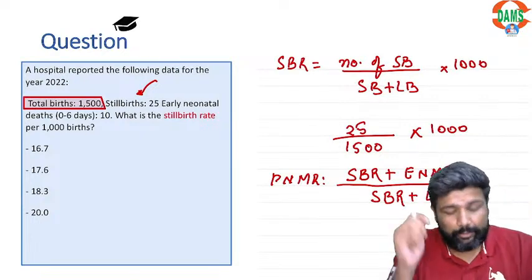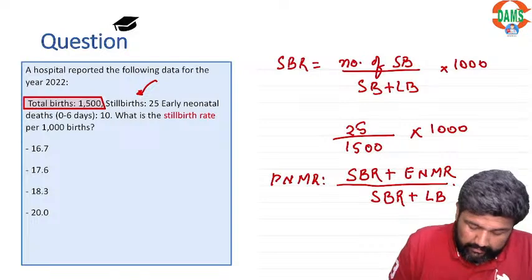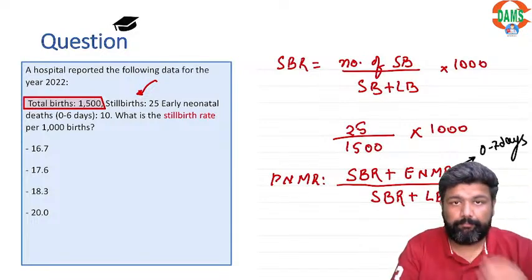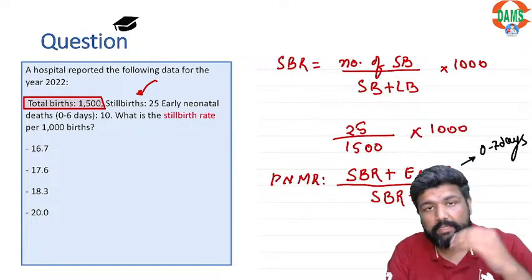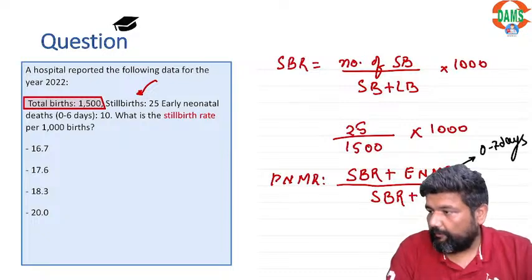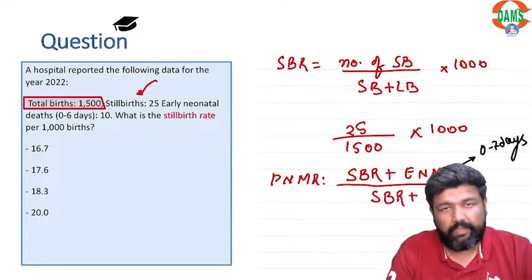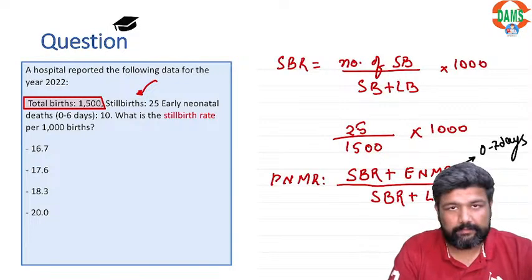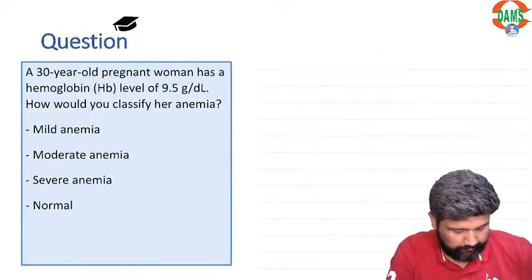What is early neonatal mortality rate? It is up to 7 days, 0 to 7 days. Guys, 0 to 7 days is early neonatal. Very good, bache, very good. Good beta, very good. Very good everyone. You have given every one of you the correct answer, right? Now moving to next question.